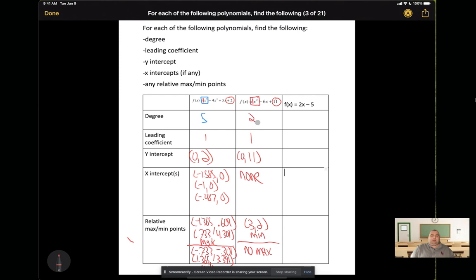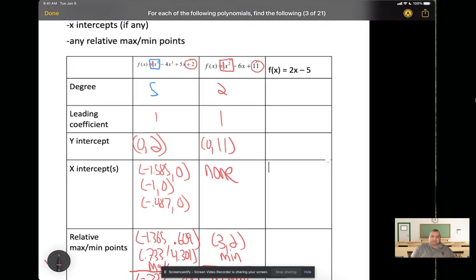So in summary, it has a degree of 2, a leading coefficient of 1. It has a y-intercept at 0, comma 11. It has no x-intercepts. It has one minimum point and no maximum points. All right. Let's do the last one.